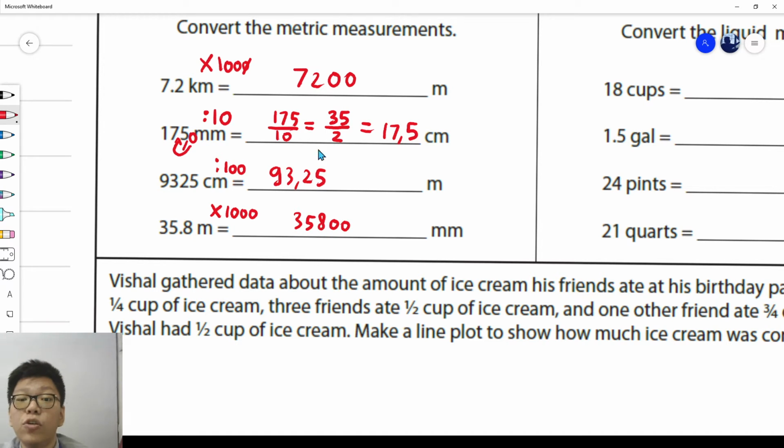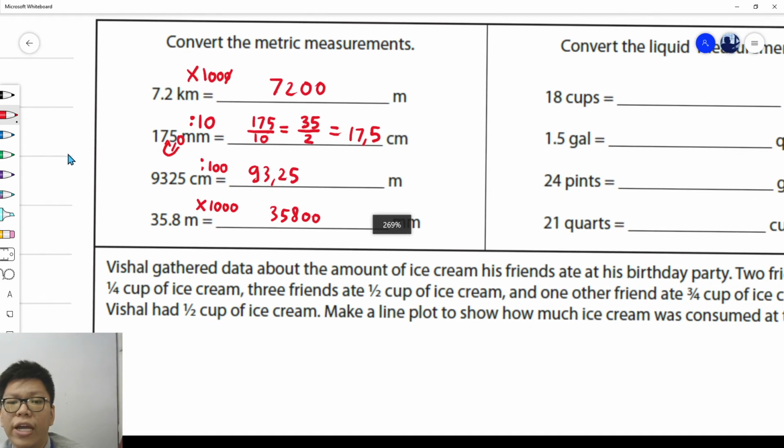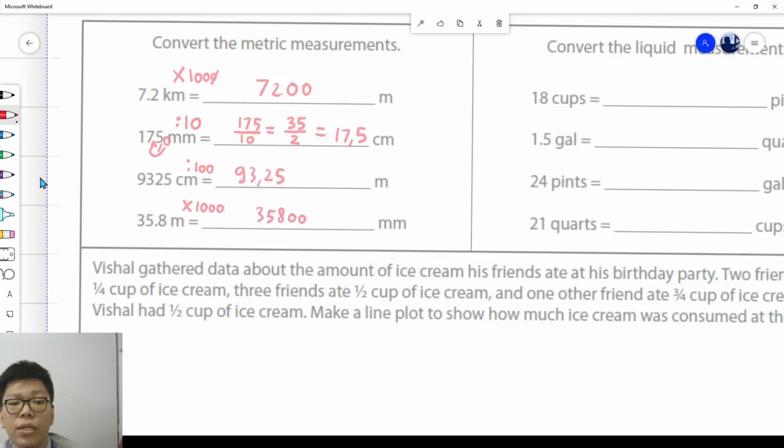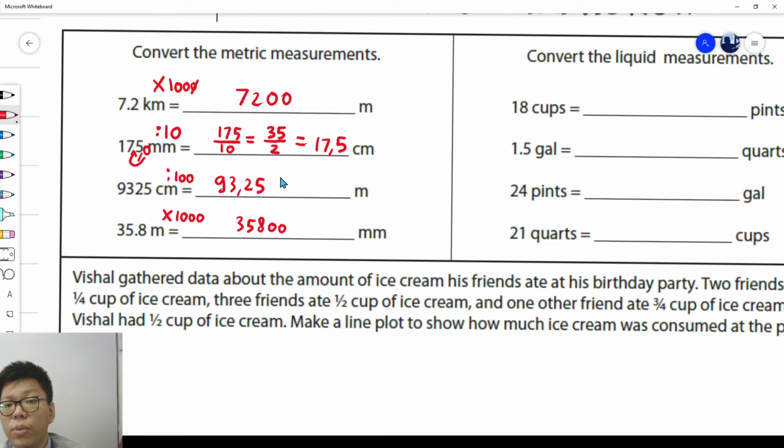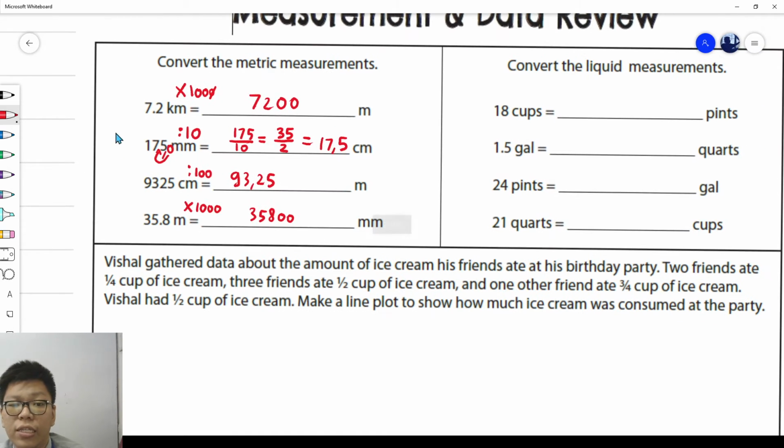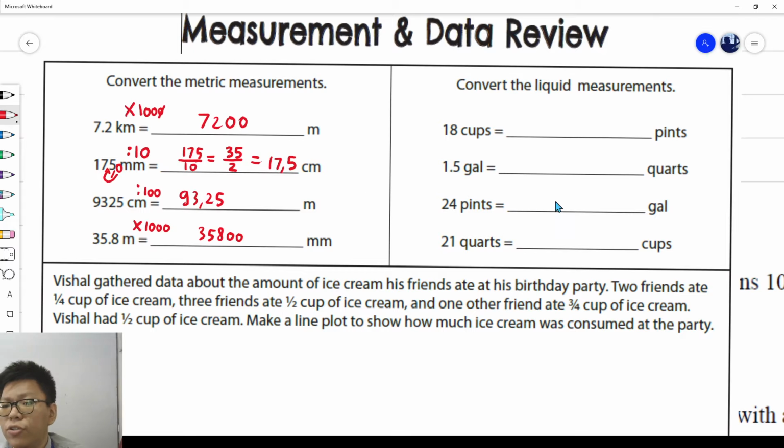You can use a comma, you can use a point. Both are correct. I will consider both correct. But later on, if you are in IGCSE, please use a dot here. Don't use a comma, because a comma means thousands in other countries.